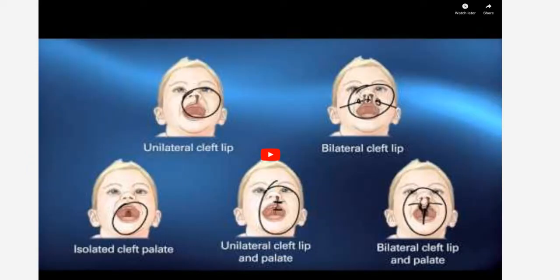Okay, so this is a short little clip put on by a doctor that will talk about different types of terminology that go hand in hand with cleft.